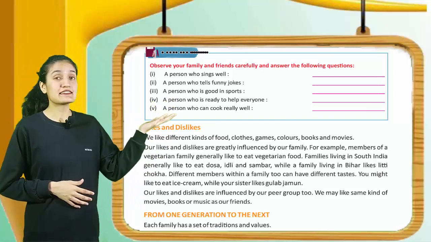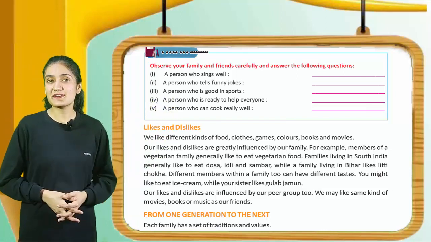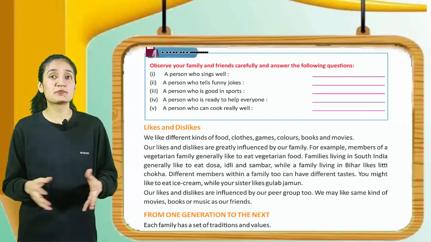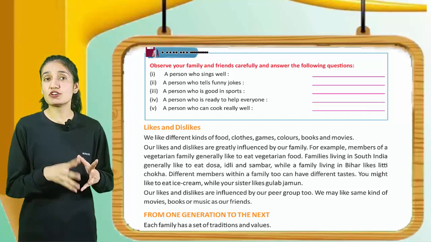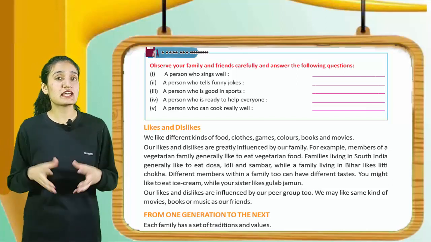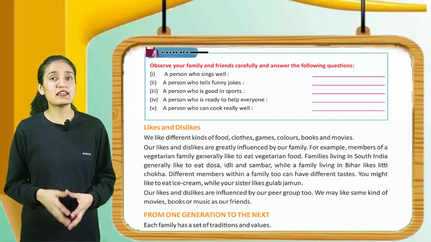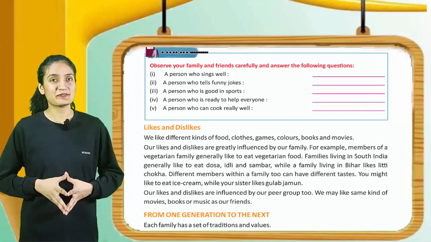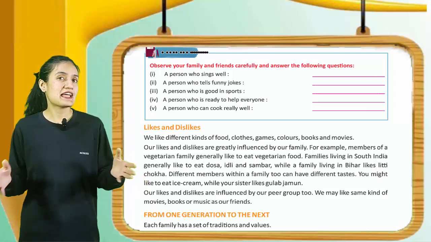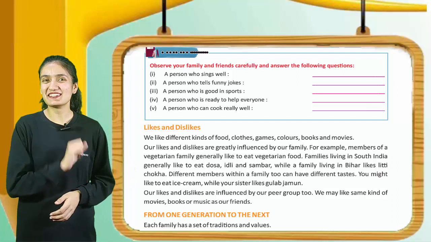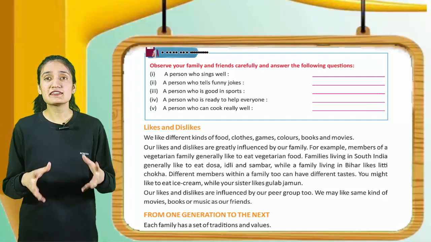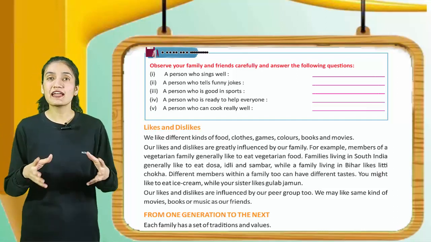Now let's see the likes and dislikes. We like different kinds of food, clothes, games, colors, books and movies. Our likes and dislikes are greatly influenced by our family. For example, members of a vegetarian family generally like to eat vegetarian food. Families living in South India generally like to eat dosa, idli and sambar, while a family living in Bihar likes litti chokha. Different members within a family too can have different tastes. You might like to eat ice cream while your sister likes gulab jamun. Our likes and dislikes are influenced by our peer groups too. We may like the same kind of movies, books or music as our friends.